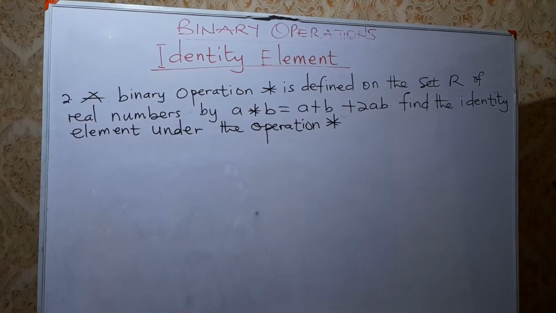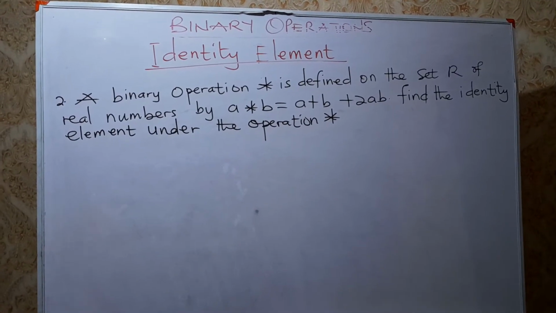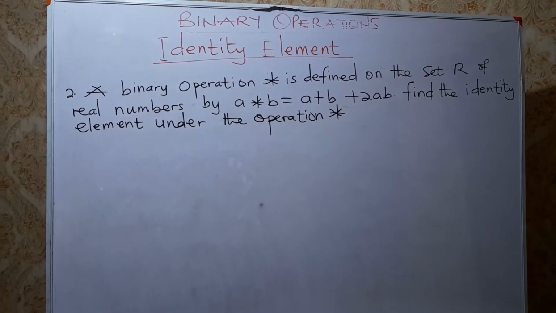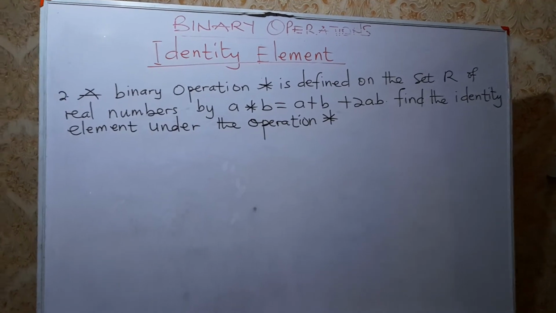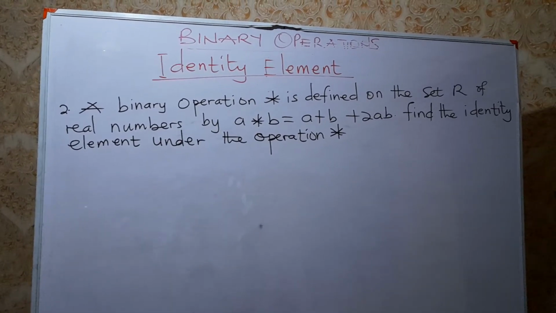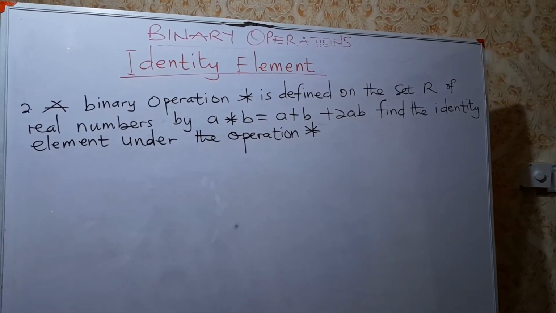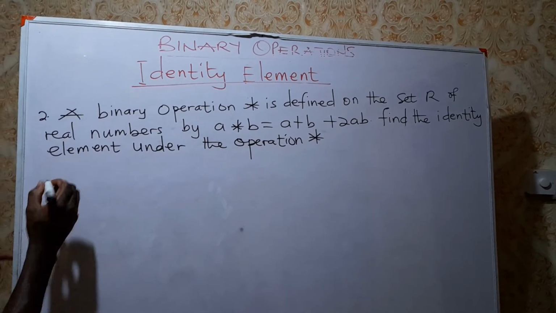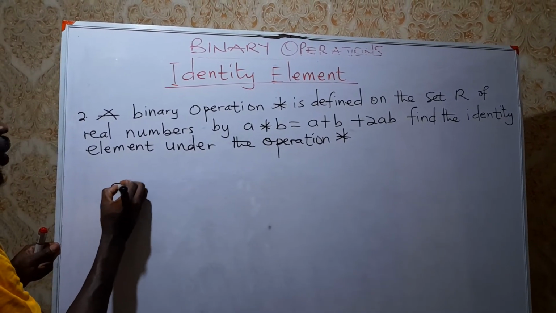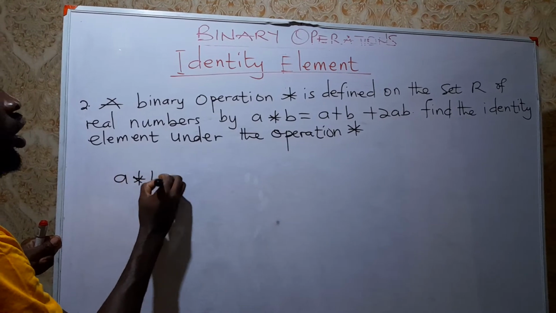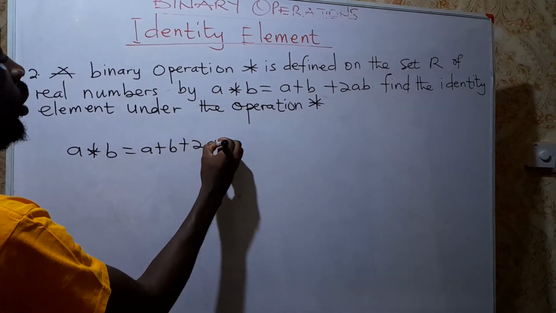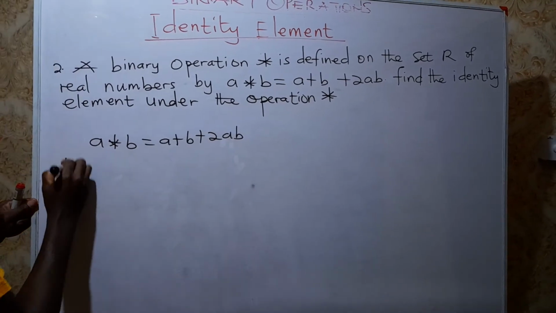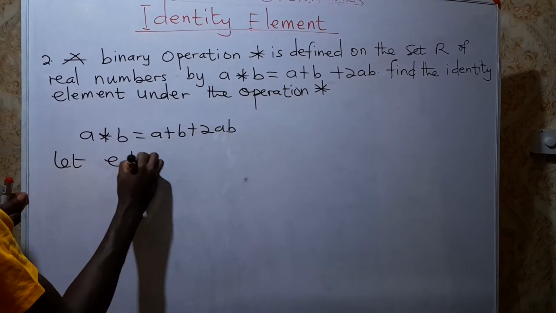So let's solve our second question. Our second question says that a binary operation star is defined on a set R of real numbers by A star B equal to A plus B plus 2AB. So find the identity element under the operation star. So how do we solve this? We know that A star B is equal to A plus B plus 2AB. So we should let E be the identity element.